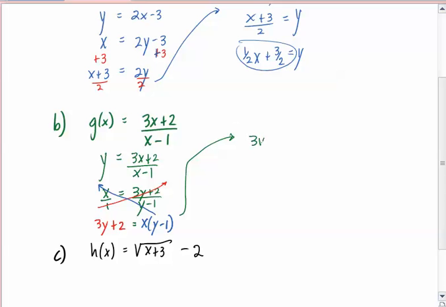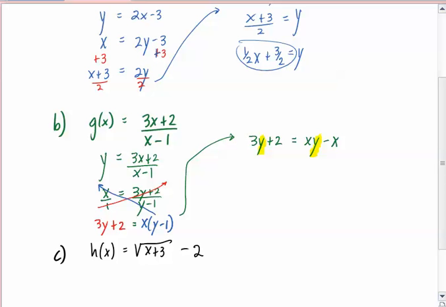I have 3y plus 2 is equal to xy minus x. Now, this is a little bit tricky in that we have y in 2 locations. That means that I'm going to need to get the terms with y in them on one side. I'm going to say that again. I need to get the terms with the y in them on one side of the equals, and everything else needs to go to the other side.